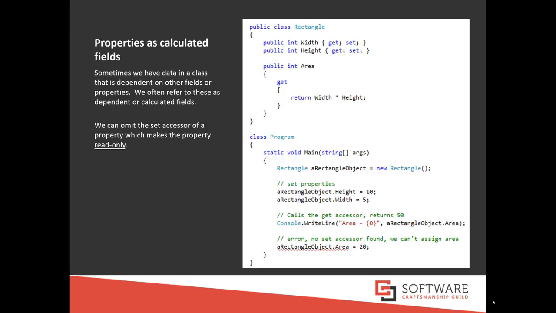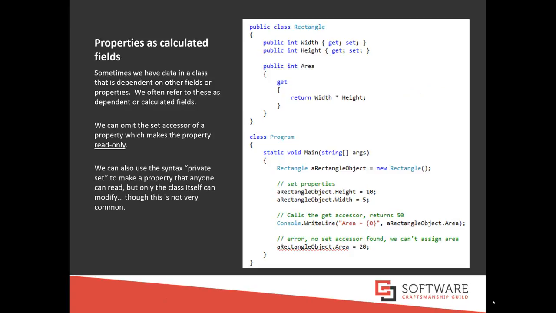On the next line, I tried to directly set the area to 20. That got a red underline in Visual Studio because there is no set accessor, so you're not allowed to set it equal to anything. You can only read it, like I did up in console write line. It is a read-only variable.